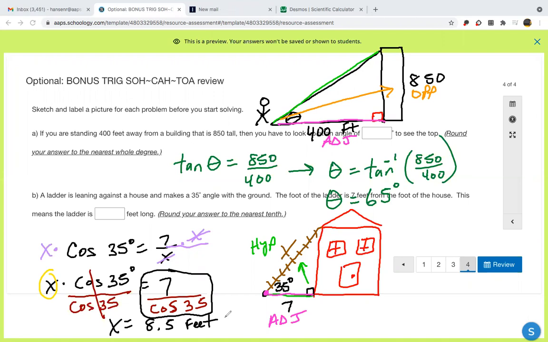And that is a wrap. So remember that sine is opposite over hypotenuse. Cosine is adjacent over hypotenuse. And tangent is opposite over adjacent.